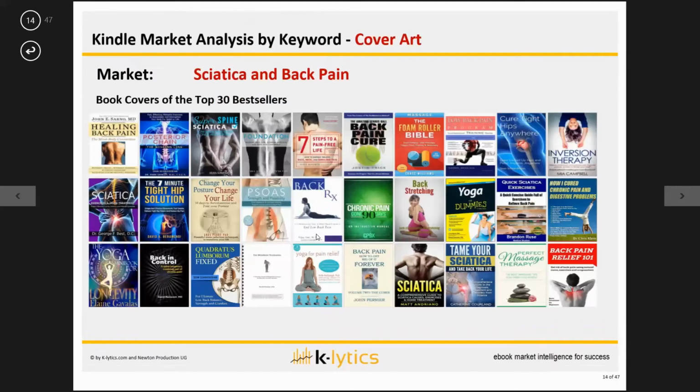And then we move on in our research projects. We pull the truly top selling books and look at their cover art. You have here the top 30 best selling titles for the topic. And as said, we do this for any topic so that you can brief your cover designers and so that you come up with a real professional cover.